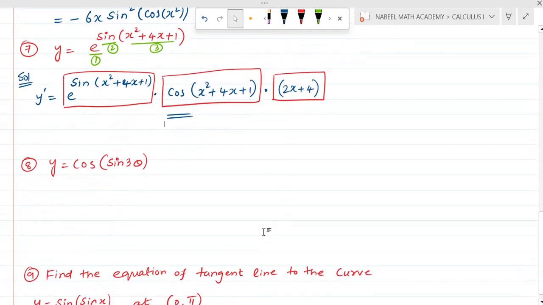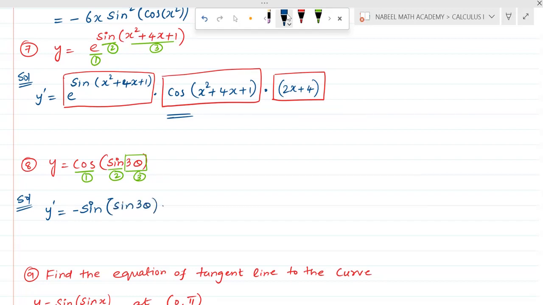Now the next one. Here, how many functions do you have to take? This is number one, cosine, then sine, then the inside. You have to take the inside. Let us go with this. So y prime is equal to, the differentiation of cosine is minus sine 3 theta. So this is done.